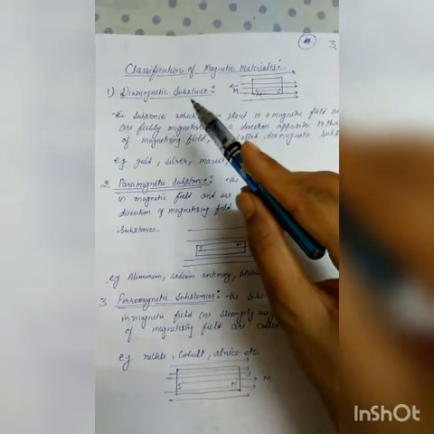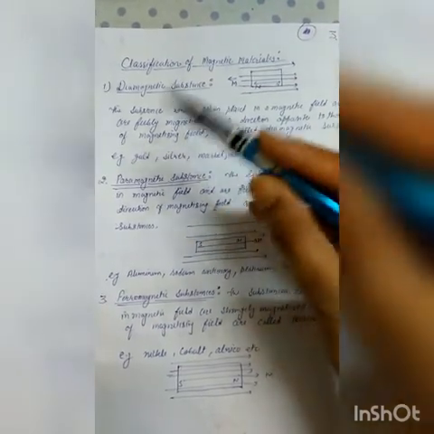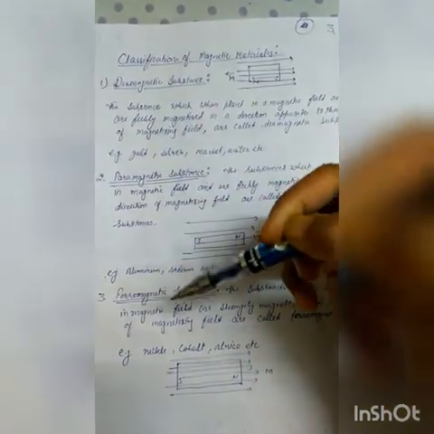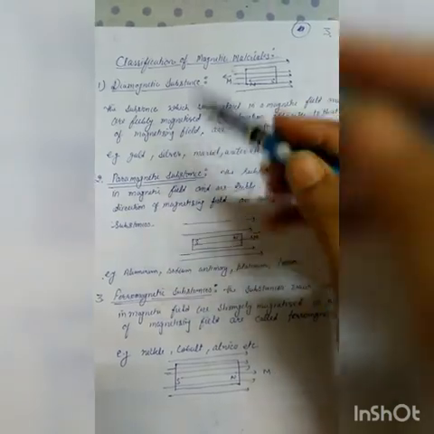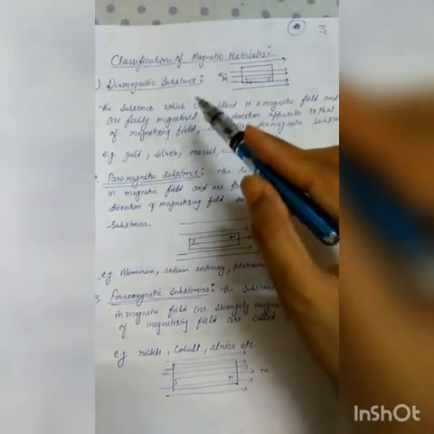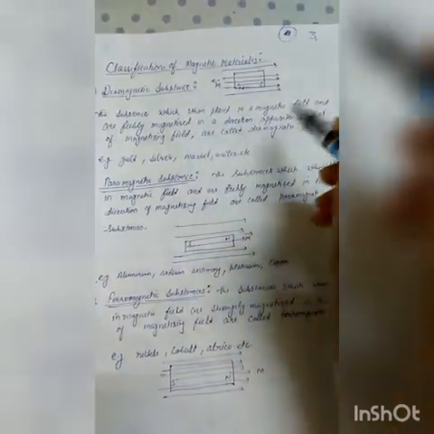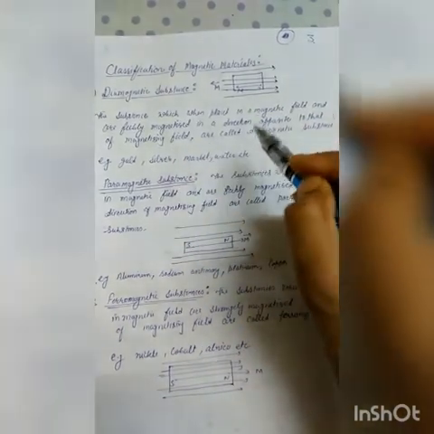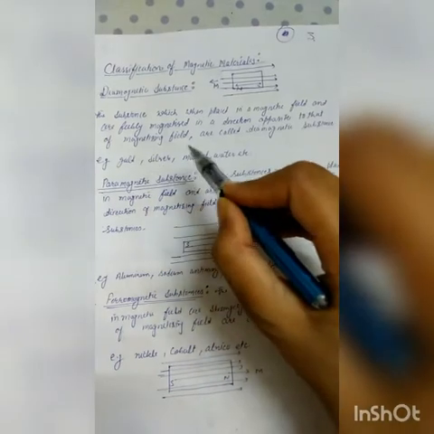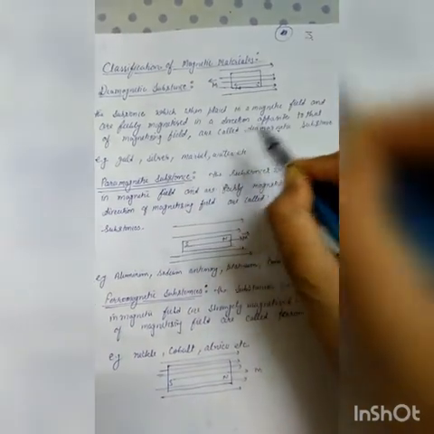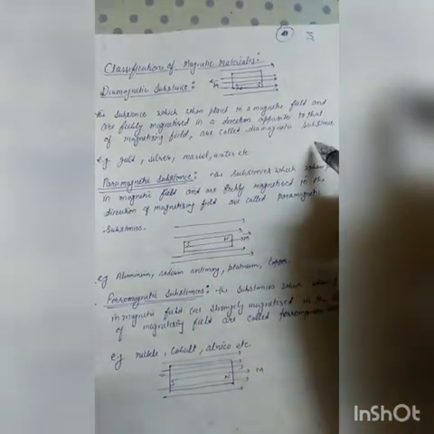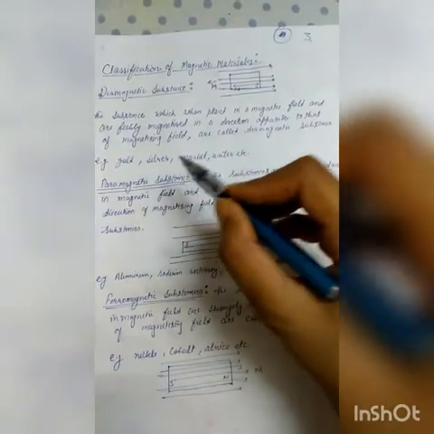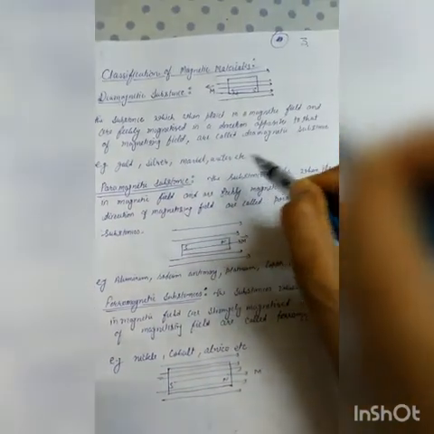There are three types of magnetic material: diamagnetic substance, paramagnetic substance and ferromagnetic substance. Diamagnetic substances, which when placed in the magnetic field are feebly magnetized in a direction opposite to that of the magnetizing field, are called diamagnetic substances. For example, gold, silver, marble, water, etc.